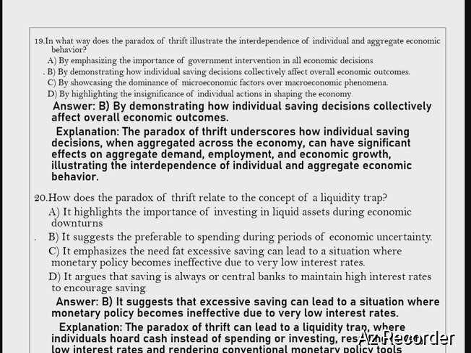Its explanation is the paradox of thrift underscores how individual saving decisions, when aggregated across the economy, can have significant effects on aggregate demand, employment, and economic growth, illustrating the independence of individual and aggregate economic behavior.